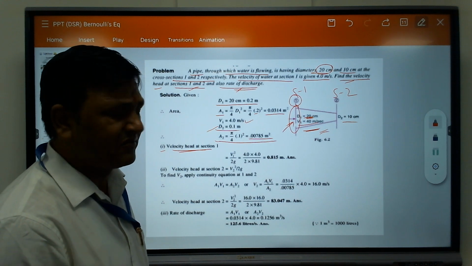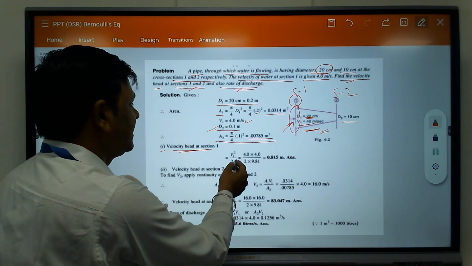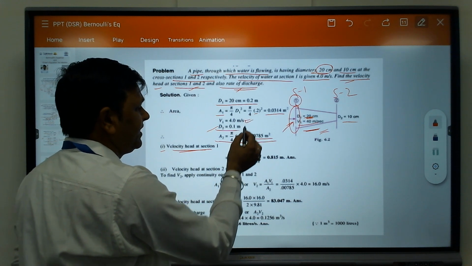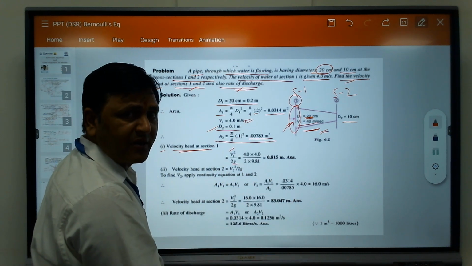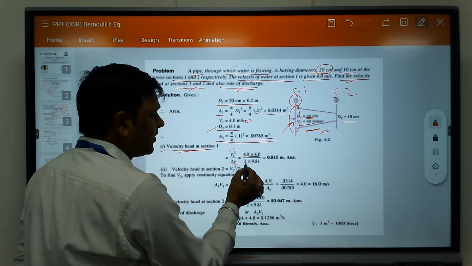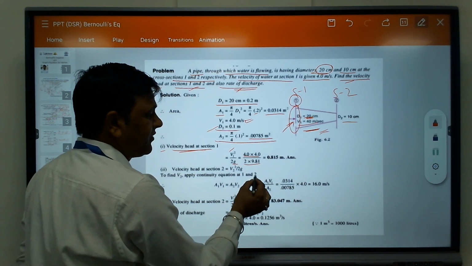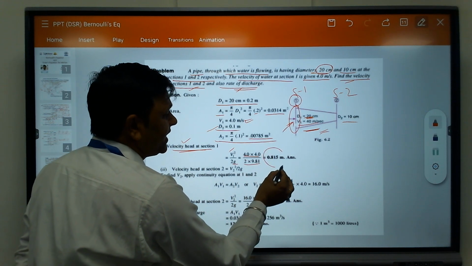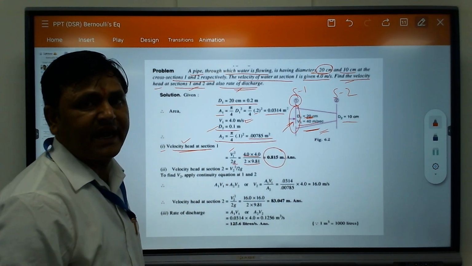First, velocity head at section 1. We can find velocity head at section 1 easily because V1 is given and we know g is 9.81. So putting these values, 4 into 4 upon 2 into 9.81, we will get the velocity head 0.815 at section 1.